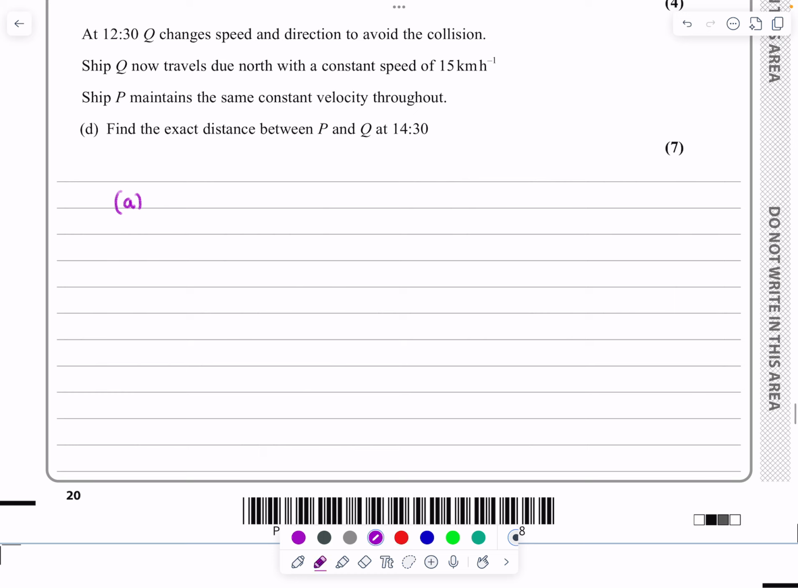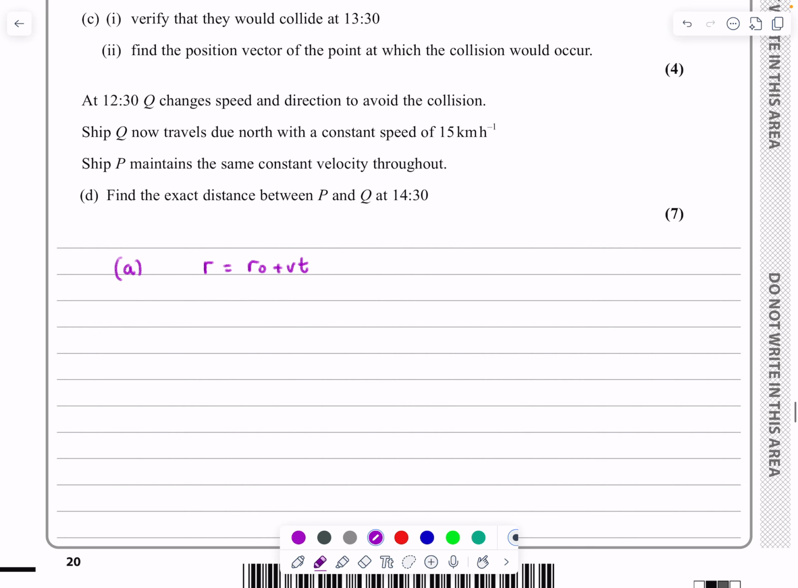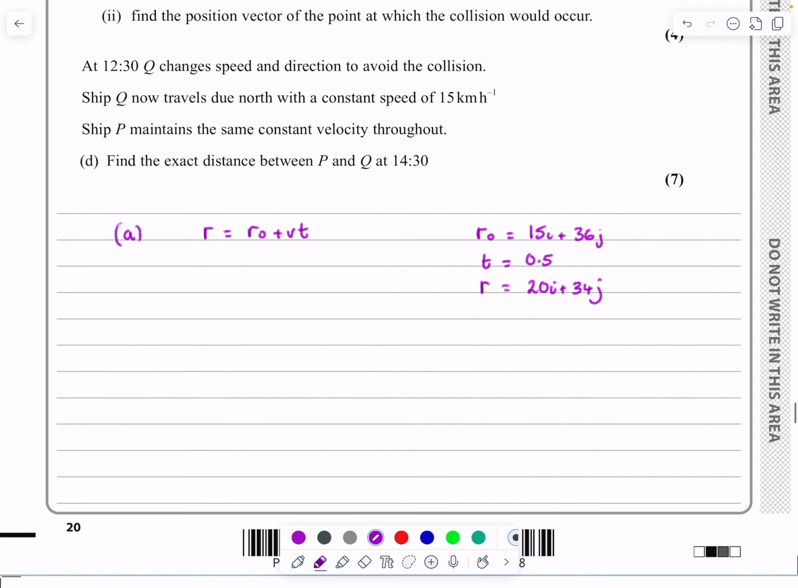So given that scenario, I've got r equals r0 plus vt, and what do we know from this one? We know where it is at the start. r0, they told me in the question, was 15i plus 36j. I know that it takes half an hour, 0.5 hours, and I actually know the r. I know where it's going to be. You could even call it r half if you wanted, but r is where it ends up after that half an hour. It's at 20i plus 34j, so I can just sub all of those values in.